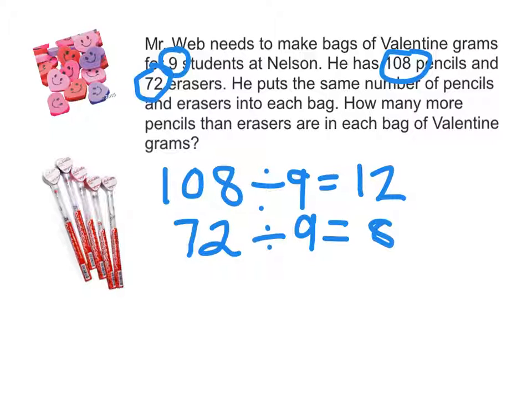Okay? But I'm not done yet. There's still one more question that I need to answer, and that's up here where it says how many more pencils than erasers are in each bag of Valentine grams. And those words, how many more, tell me that I need to subtract. So I'm going to subtract the 12 pencils, because that's greater, minus the 8 erasers. So I know that 12 minus 8 is 4. So my answer here is 4.